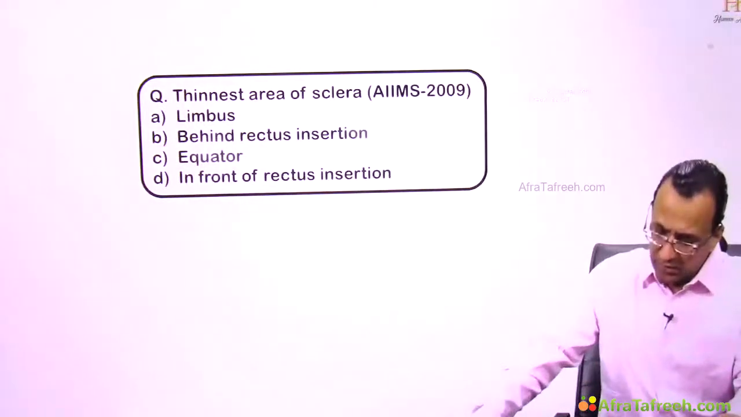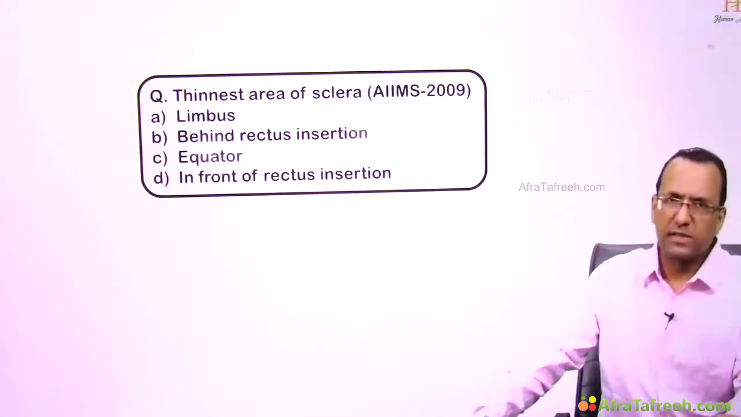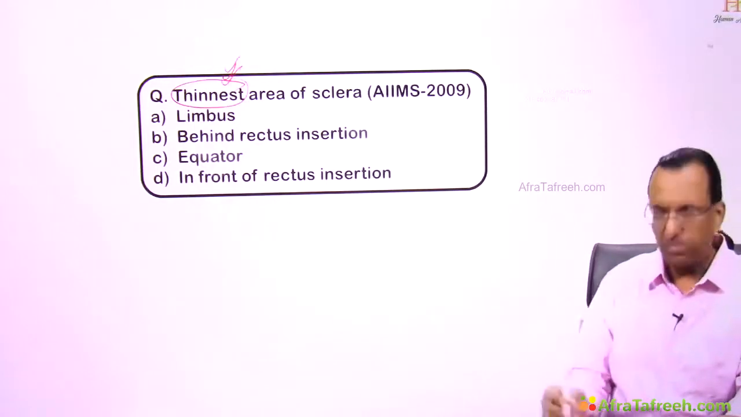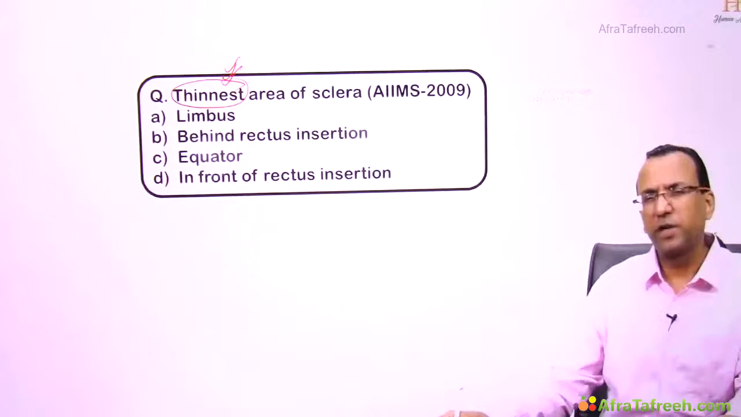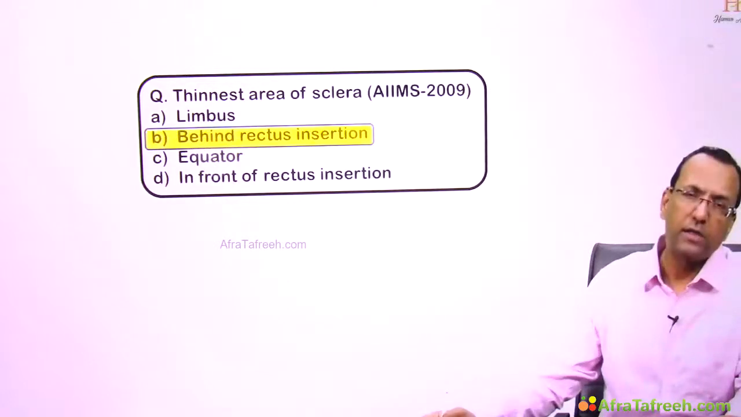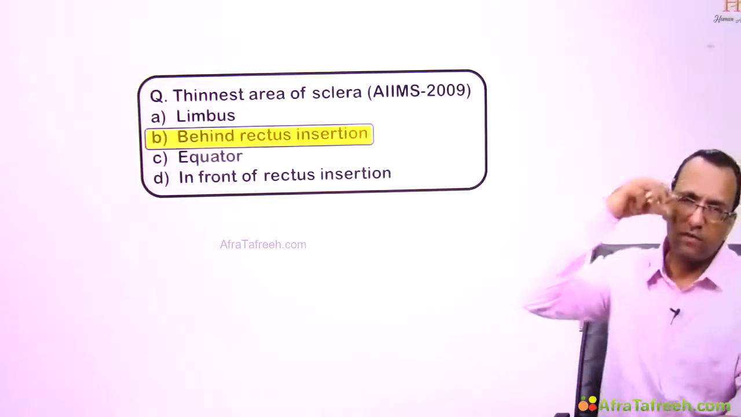Can you tell me what is the answer to this question? Thinnest. You know already. So maybe it is lateral rectus, medial rectus, superior, inferior rectus. All the four recti insert into sclera, and wherever they are inserting, just behind the insertion is the thinnest sclera. That we know the answer already.